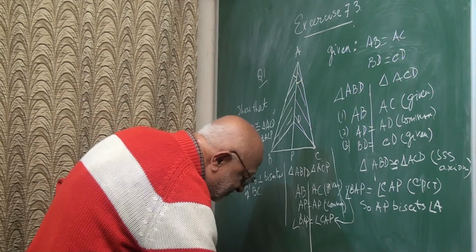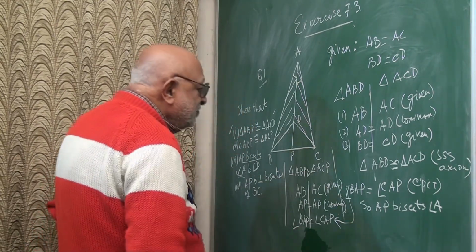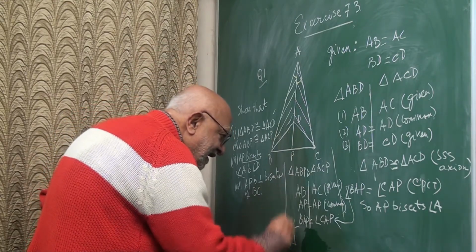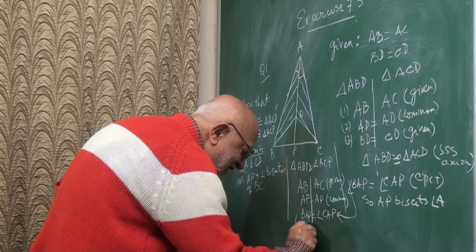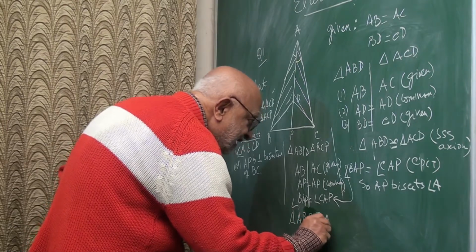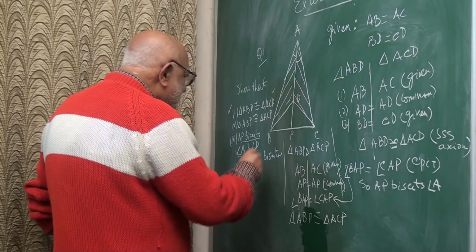So what does that mean? That easily gives us that triangle ABP is congruent to triangle ACP. So this is done.